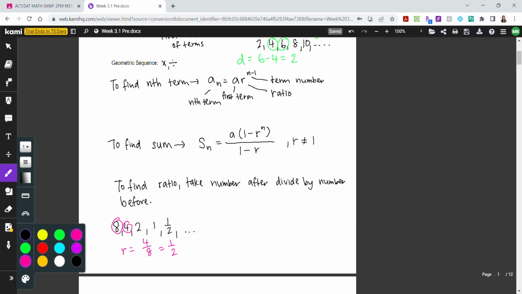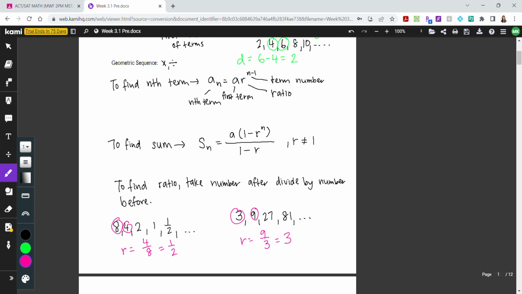Now there's also the other side, right? Where we have 3, 9, 27, 81, and so on. Let's take 9 and 3. So we'll get 9 divided by 3 equals 3, and that will be our ratio. As you can see, with r, if it's a fraction, that means it should be getting smaller, and if it's a whole number like this, it should be getting bigger. So that's a tip to remember when you're doing geometric sequences.